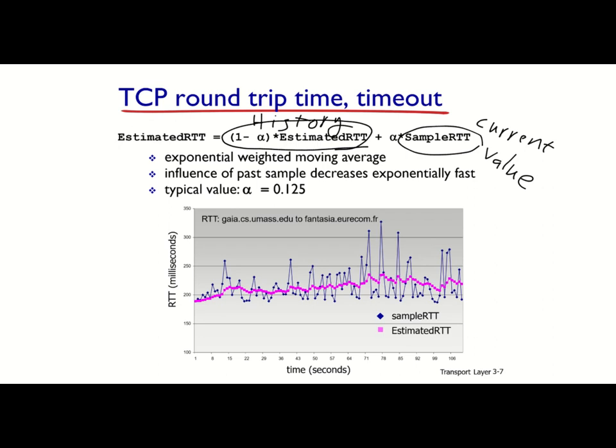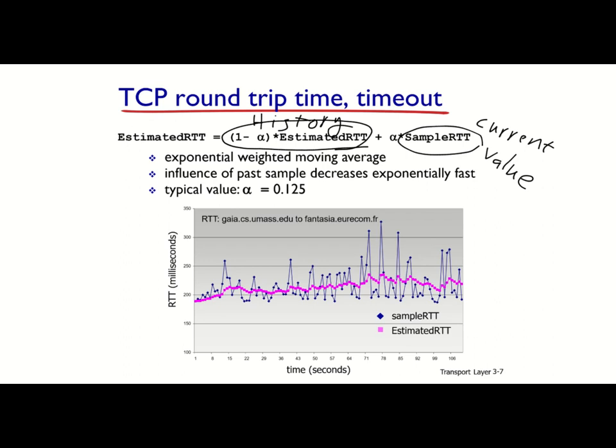Basically, it is the weighted average of the current value, the most recent RTT value, and the historical value for RTT based on the last, for example, 10 experiments that we had for finding the sample RTT. This formula has a memory, which is the history of sample RTTs, and the most recent one, the current one.